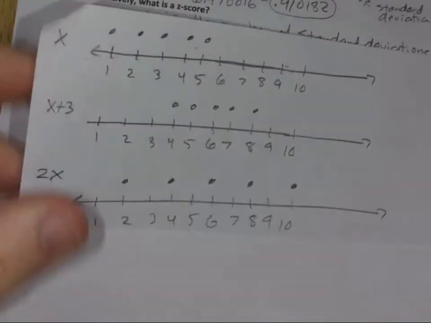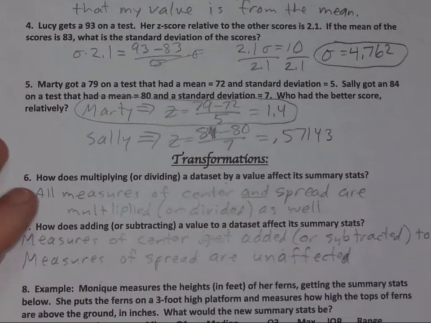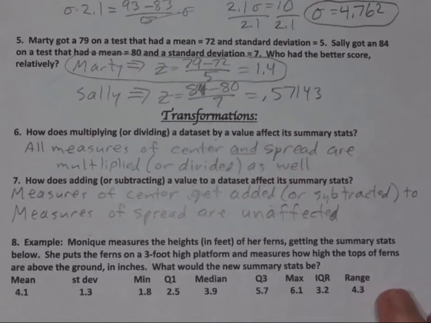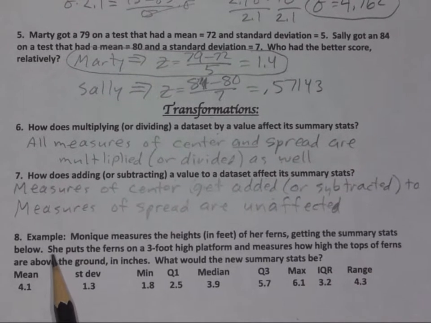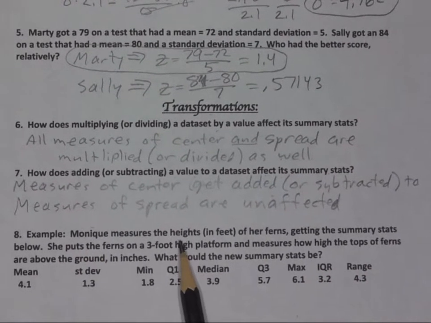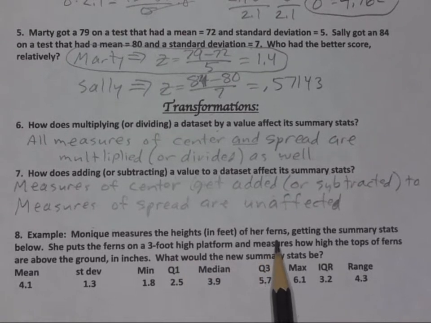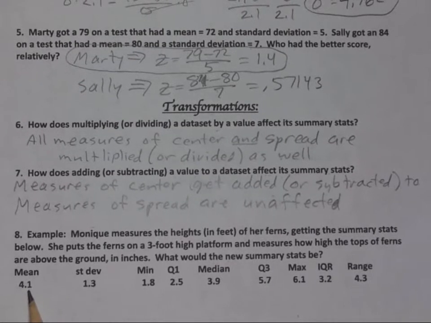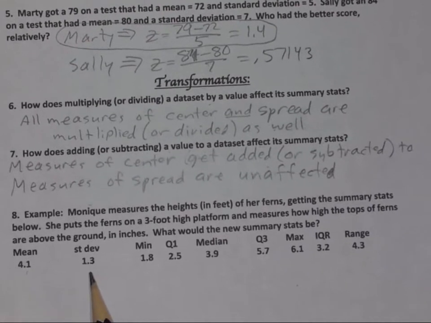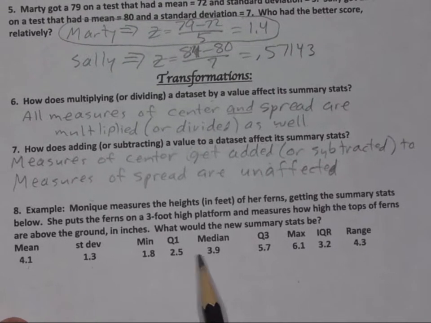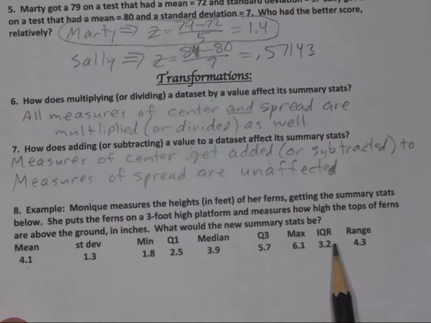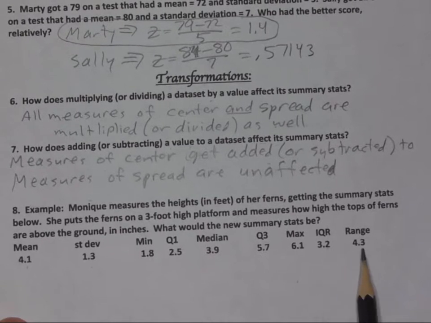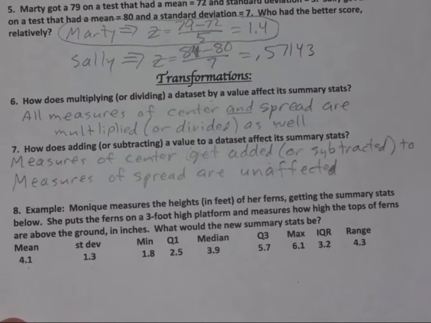But let's look at our example, and hopefully this will be the sort of thing you need to understand how to do. So our example of a transformation: Monique measures the heights in feet of her ferns, getting the summary statistics below. The average height of her ferns was 4.1, the standard deviation is 1.3, and here's the 5-number summary: the min, Q1, the median, Q3, and the max. There's the IQR, and there's the range. So there are our summary stats.